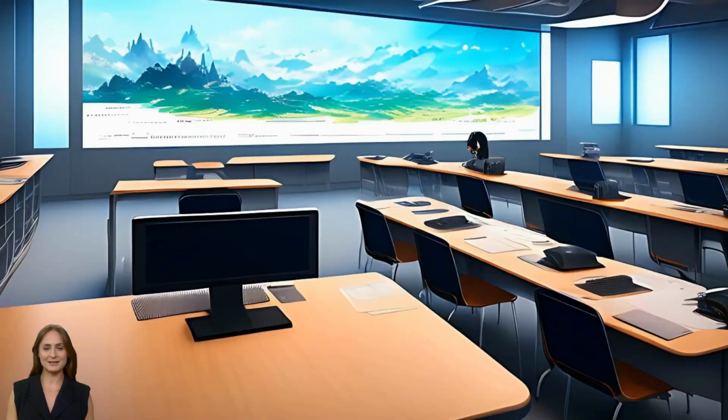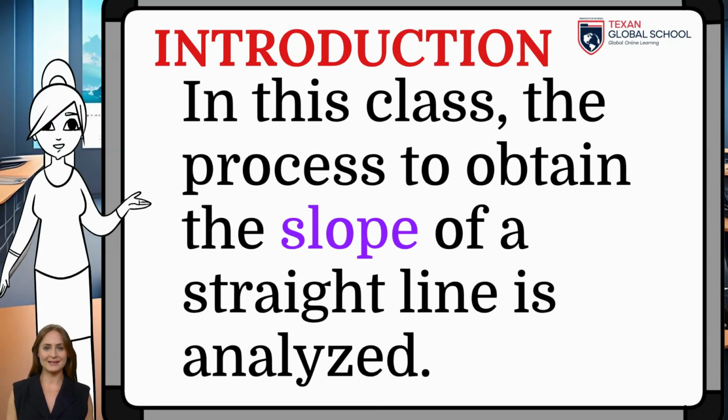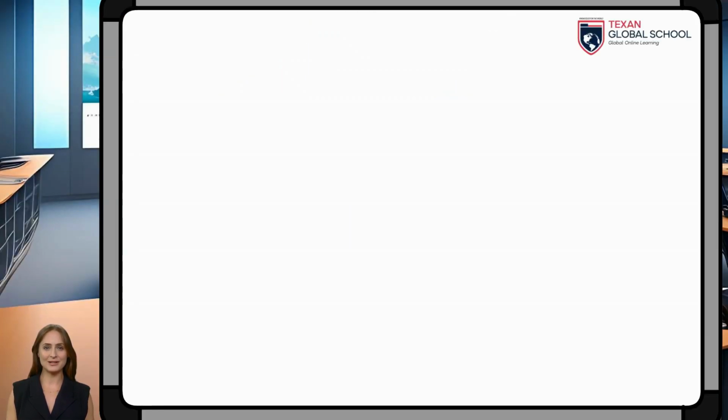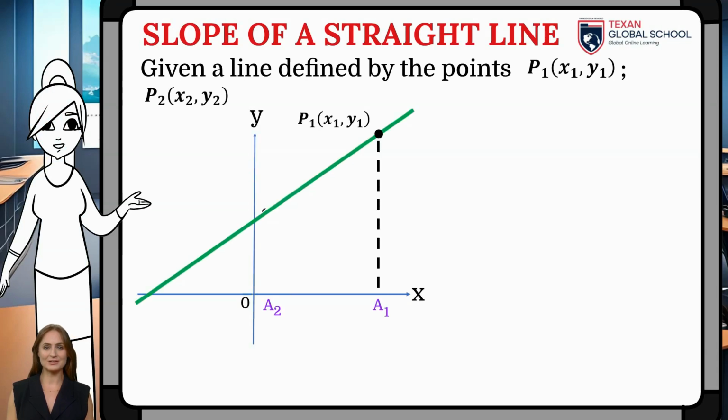In this class, the process for obtaining the slope of a straight line is demonstrated and discussed, starting from any 2 points that define a line in the plane. We will deduce the formula to obtain a straight line's slope m, or angular coefficient.